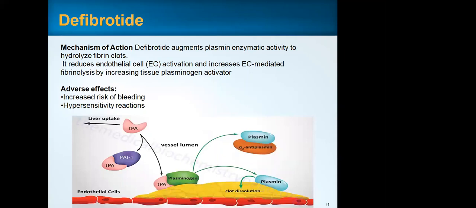Mechanism of action of defibrotide. Defibrotide augments plasmin's enzymatic activity to hydrolyze the fibrin clot. Generally, when we give defibrotide, it converts plasminogen into plasmin, and the plasmin resolves the clot. The same thing will repair the damage to the epithelial cells.